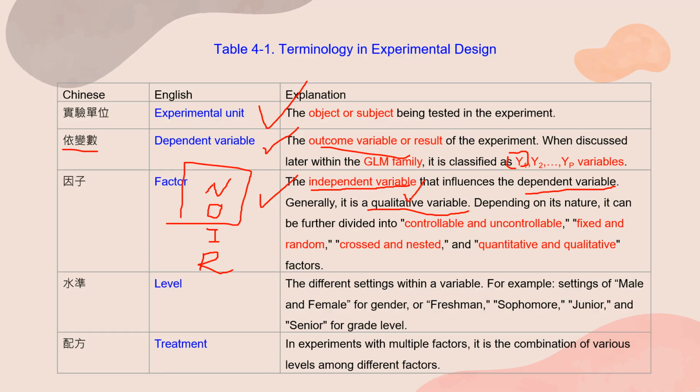Depending on its nature, it can be further divided into controllable and uncontrollable, fixed and random, cross and nested, and quantitative and qualitative factors. Quality and quantity: numbers versus quality. So such as the nominal, your student ID, right? And freshman, sophomore, junior, senior is an ordinal variable.